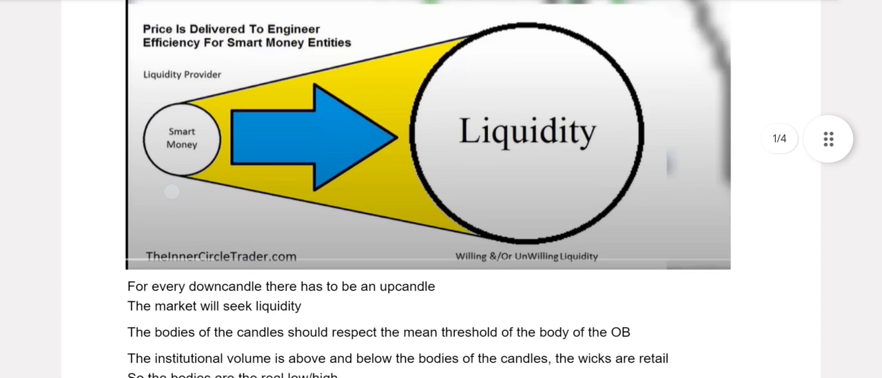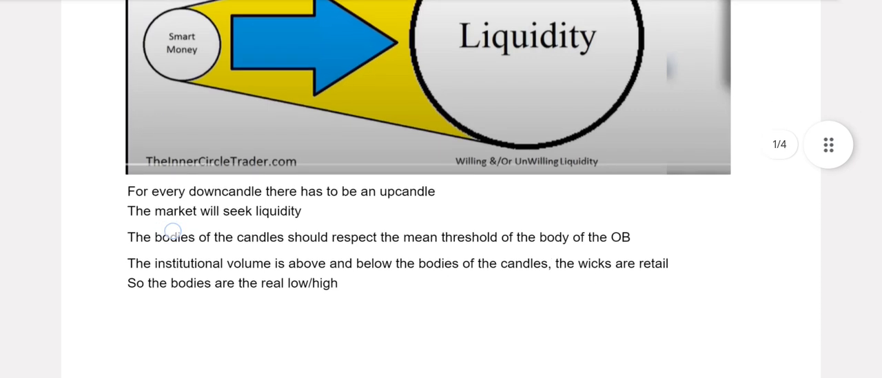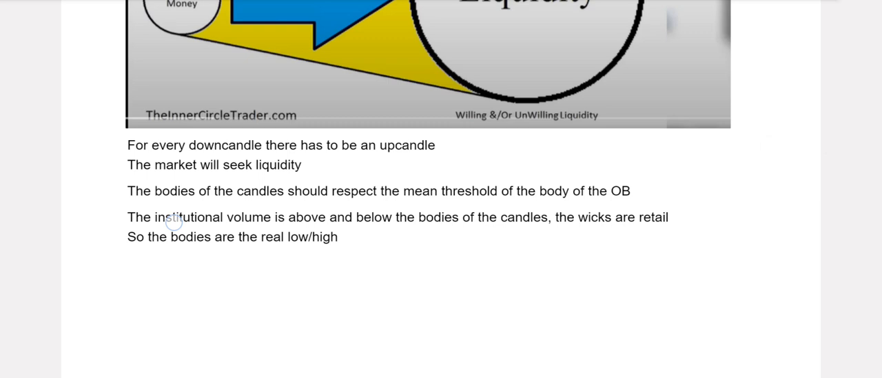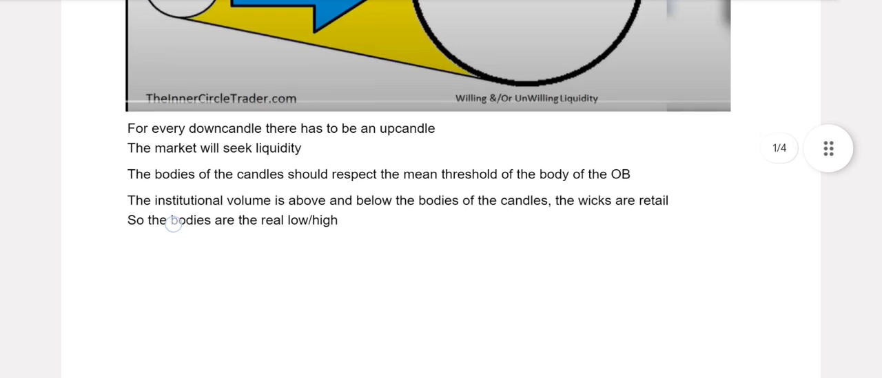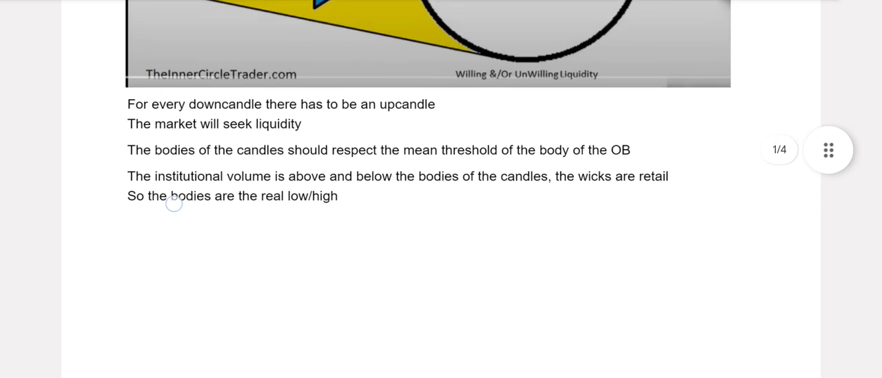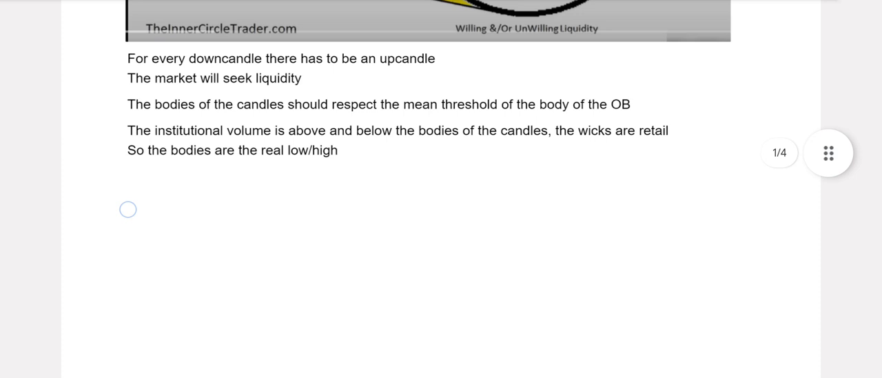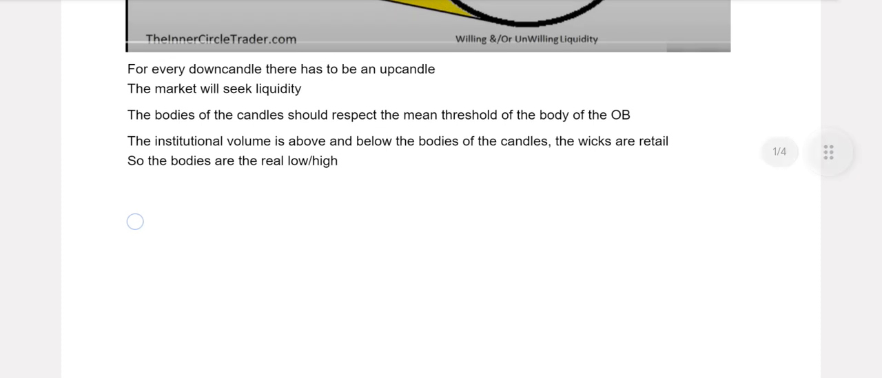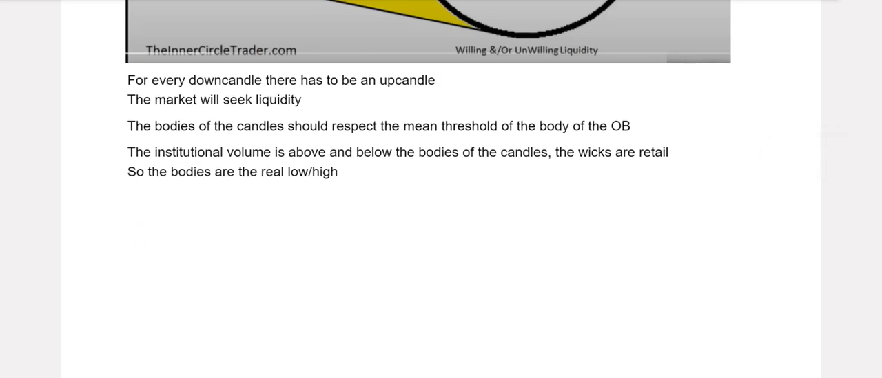Price is delivered to engineer efficiency for smart money entities. So from smart money to liquidity, and for every down candle there has to be an up candle. The market will seek liquidity after that. The bodies of the candle should respect the mean threshold of the body of the OB. The institutional volume is above and below the bodies of the candles. The wicks are retail, so the bodies are the real low and high.